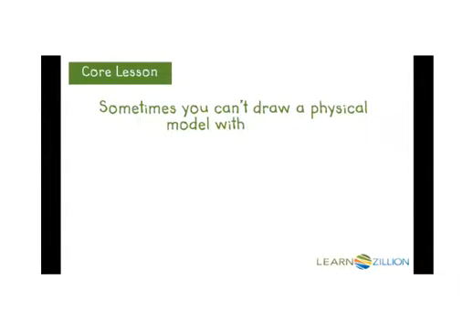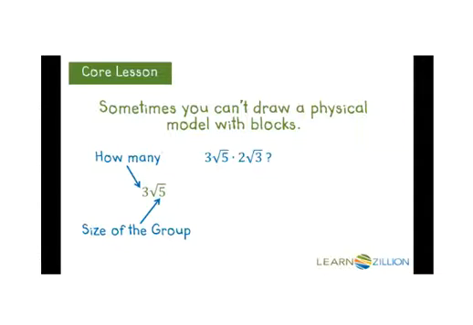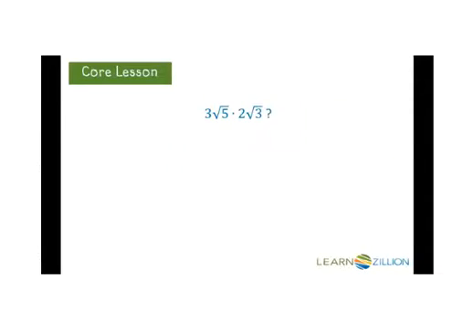Sometimes you can't draw a physical model with blocks when you multiply, but you could set up an array by looking at the parts. Here, if I want to multiply 3 square roots of 5 times 2 square roots of 3, I'm looking at the first term, which tells us we have 3 of size square root of 5. The second term says I have 2 lengths of square root of 3. Let's multiply these in an array and see what happens.